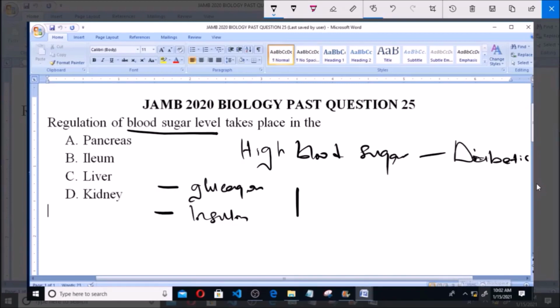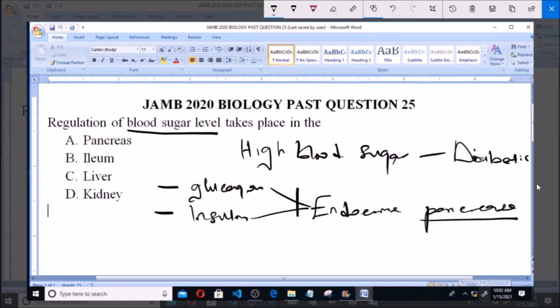Now glucagon and insulin hormones help to regulate the blood sugar level, and these two hormones are secreted by the endocrine pancreas. So the pancreas is responsible for the secretion of these hormones, which helps to regulate blood sugar level.